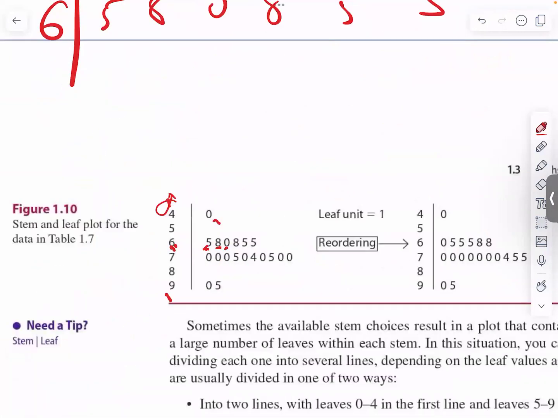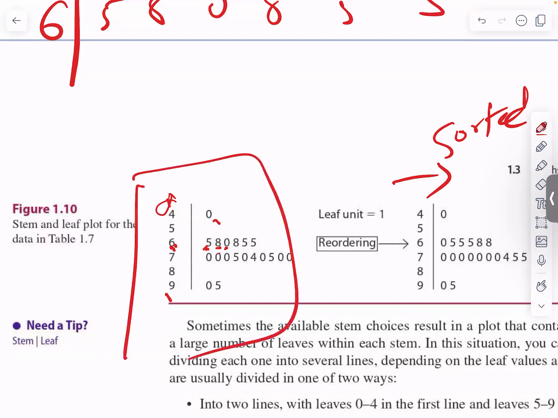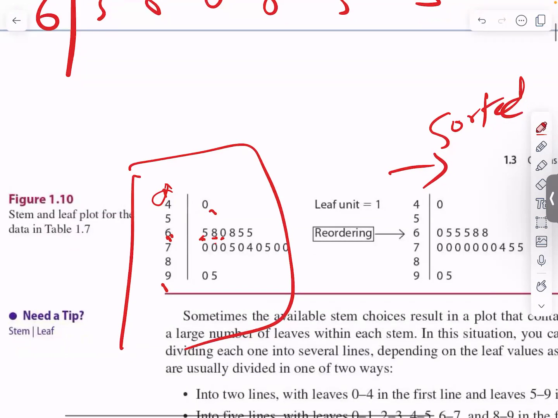That's what you do. And then you can, if you like, arrange it in order. It doesn't matter. So this is just sorted. Arrange it from smallest to largest, see from 0 to 8. Or you can leave it this way. Okay. Now, leaf unit equals 1. The leaf unit is 1, just 1 unit, okay? Unit 1. So you can have 7.